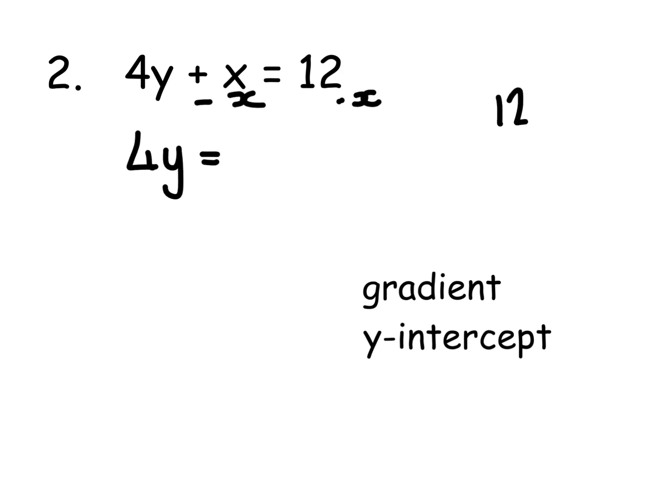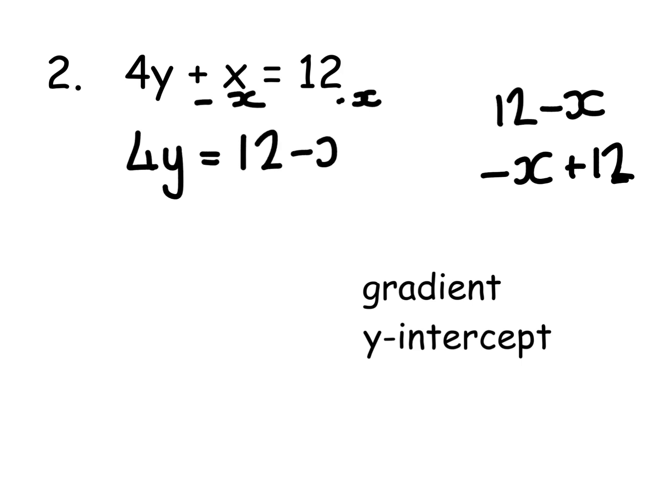You can either write it as 12 take away x, which is what you're probably used to with change of subject, or if you strictly want it in the form y equals mx plus c, you could make it -x plus 12. I'm very much in the habit of always doing it how we've been doing it with change of subject, and the 12 was there first, so I would probably write it as 12 take away x.